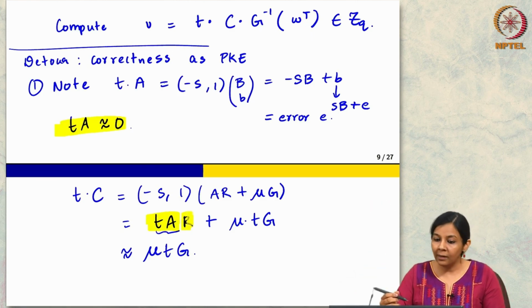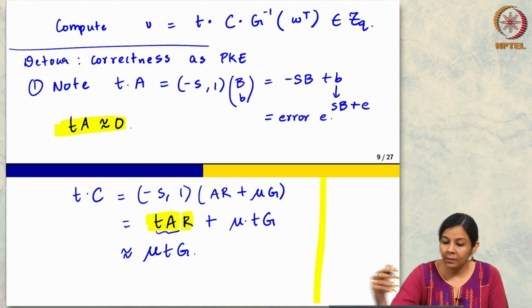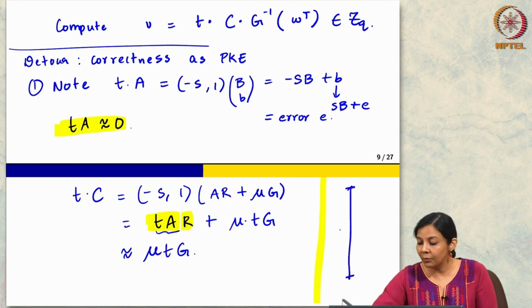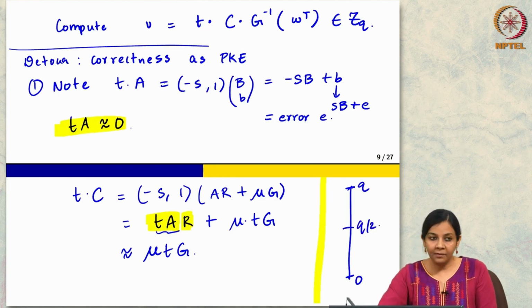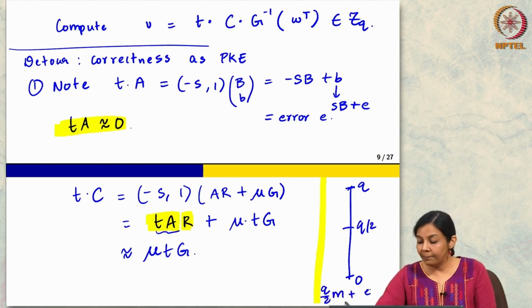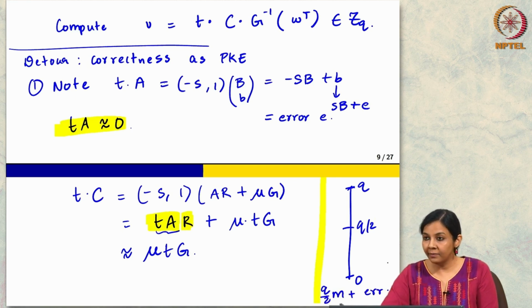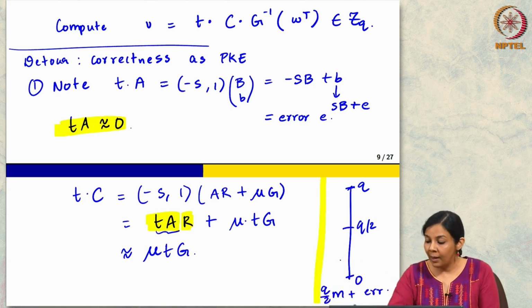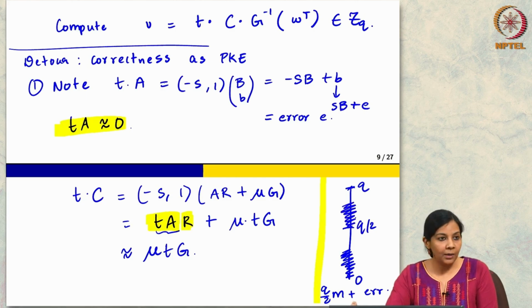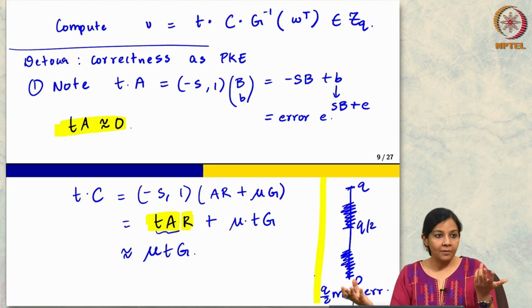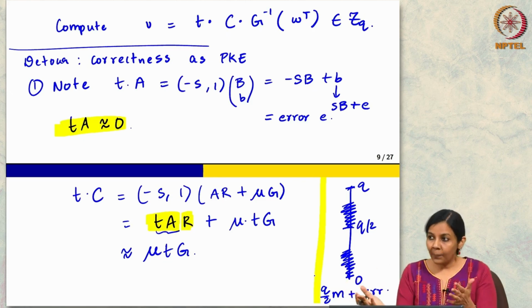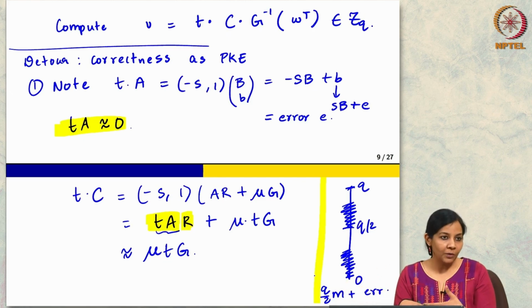If you remember, yesterday we saw this picture. If this is 0 and q/2, I am scaling my message with q/2. So, if I recover q/2 times m plus error, and my error is less than q/4 for example, then when my message is 0 the output will be somewhere here, and when my message is 1 the output will be somewhere here. So, they are well separated, that is the point. If they are separated, then I can recover the message bit from this.